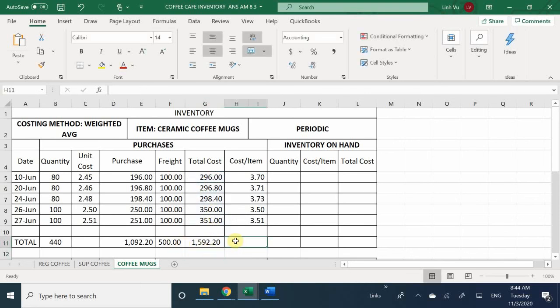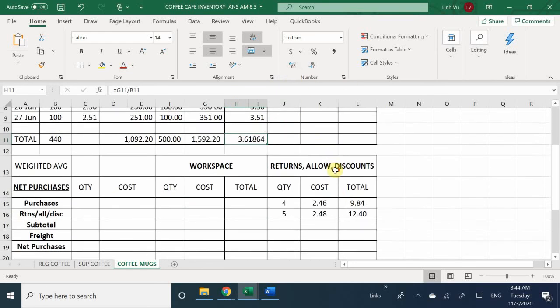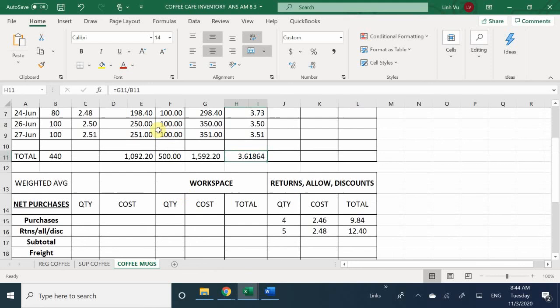And how do I solve for my average cost per item? Total cost divided by the quantity. And what do we get here? 3.6186. Now, this is assuming you don't have any returns and allowances, but we do. So this number is not the one we use, because we need to get our real total cost of what we actually have.